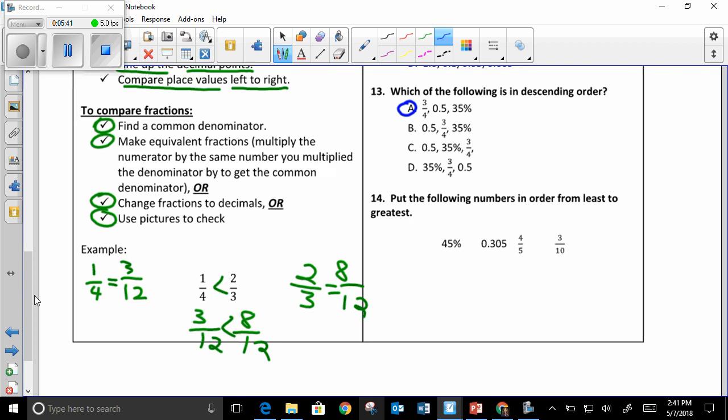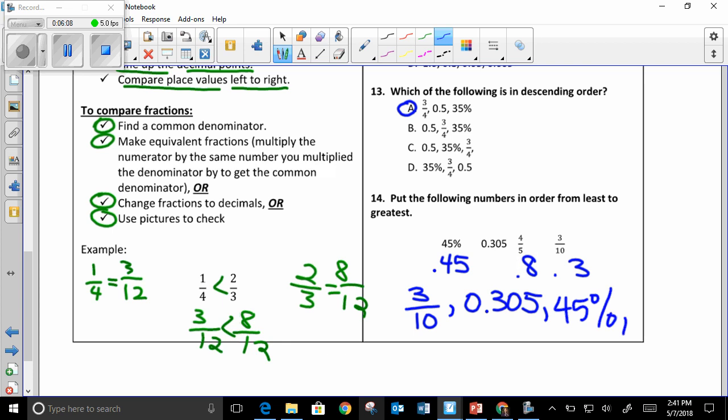Underneath each one, I should see a decimal. Okay, so that way you can write them in order from least to greatest. So the least would be 0.3, which would be 3/10. Then 0.305. 45% would be next. And then 4/5. That's 6.2 continued.